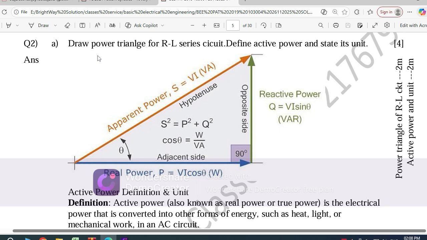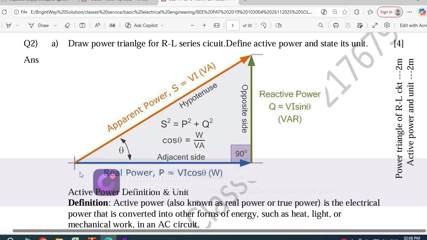Now question number 2, first a small sub-question: draw the power triangle for an RL series circuit. Define active power and state its unit. Okay, so this is the triangle. This is basically a right-angle triangle.